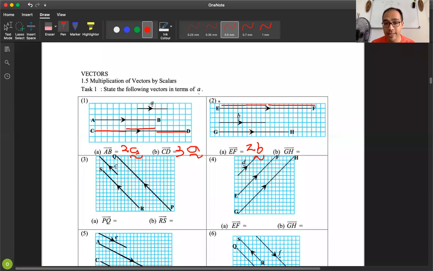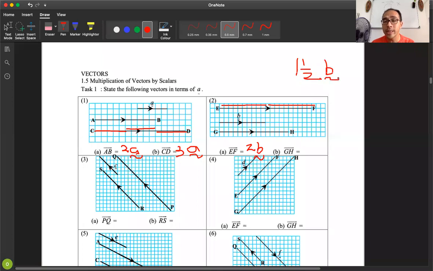Okay, two vector B's for EF. But what about G to H? Take a look. 1, 2, 3, 4, 5, 6, 7, 8, 9, 10. So that's 10. There's one vector B so far. And then 1, 2, 3, 4, 5. So there's only 1.5 of vector B. Okay, 1.5 of vector B.